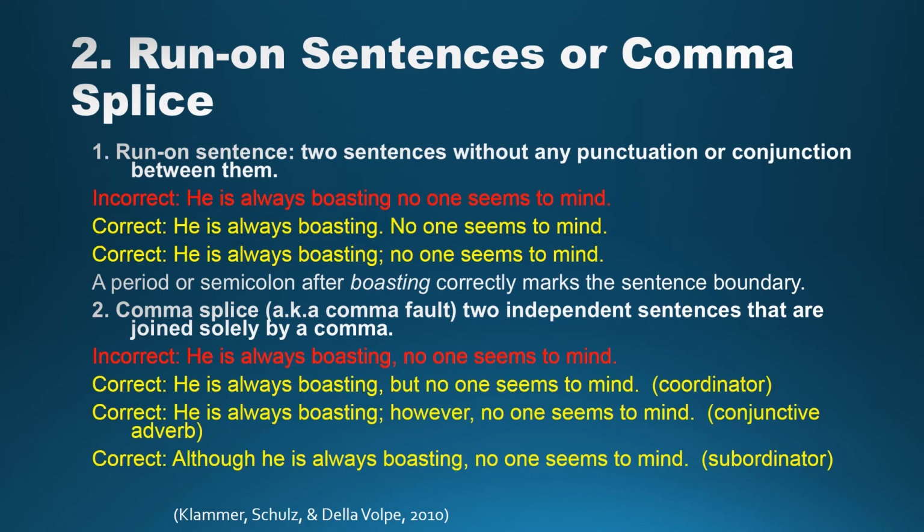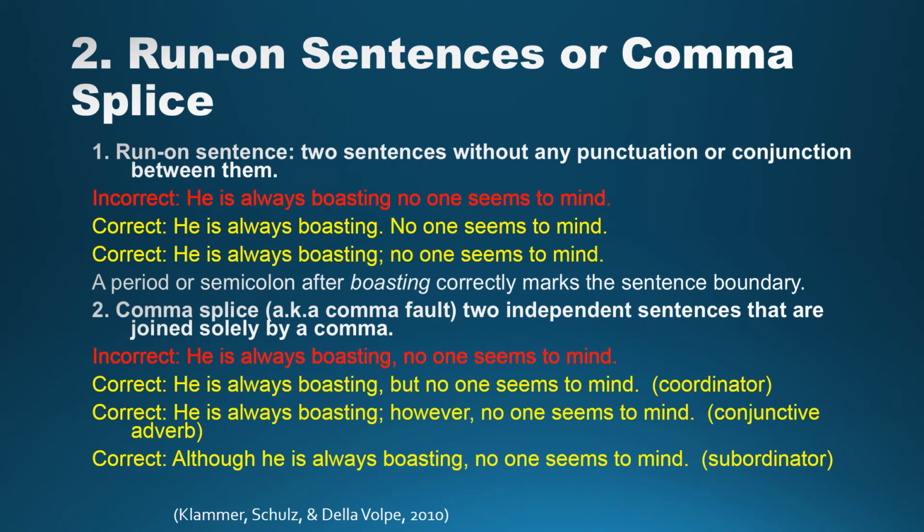So an incorrect way to write this sentence is, "He is always boasting, no one seems to mind." One way that you can correct this is by adding a coordinator. So the correct sentence would be, "He is always boasting, but no one seems to mind." You can also correct it by using a conjunctive adverb. "He is always boasting; however, no one seems to mind."